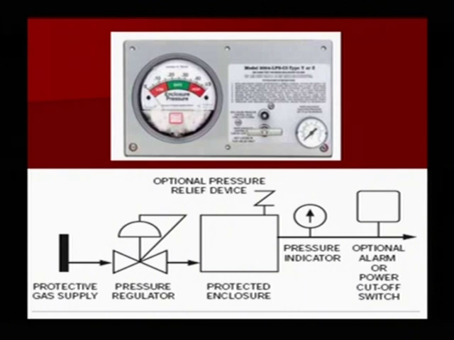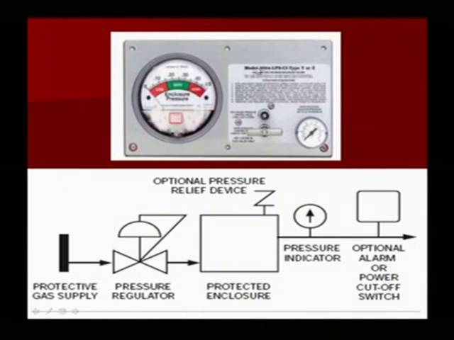So here we have a little diagram. We have the protective gas heading in here. We've got a pressure regulator. We have our protected enclosure with a relief valve or relief vent. We have pressure indication, and then we have our optional alarm or power cut off switch.